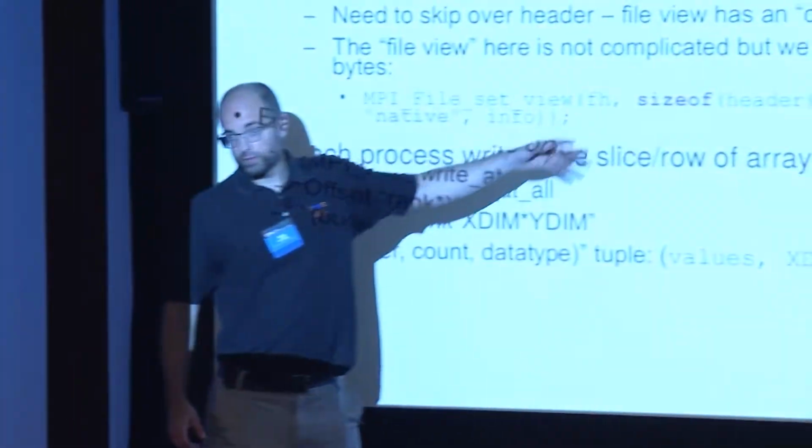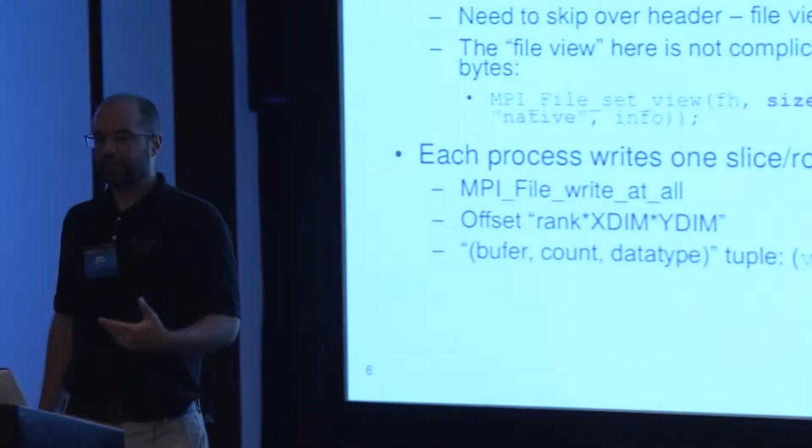The barrier would be sort of implied in this example. File set view takes an MPI file handle. It is a collective call. Is it collective? Yeah, I think it is collective.